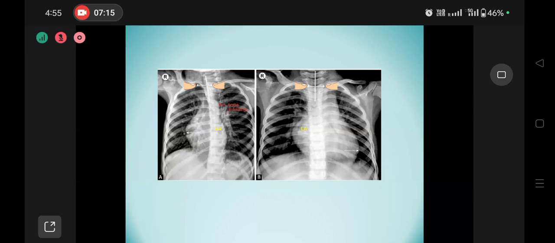And thirdly, whether it's an inspiratory film or an expiratory film. These are the three characteristics that you have to check before you go on to measure the CTR. Now, inspiration and expiration in adults can be controlled. You ask them to take a deep breath and hold it. In children, it's a matter of chance. Sometimes you'll get an expiratory film, sometimes you'll get an inspiratory film.